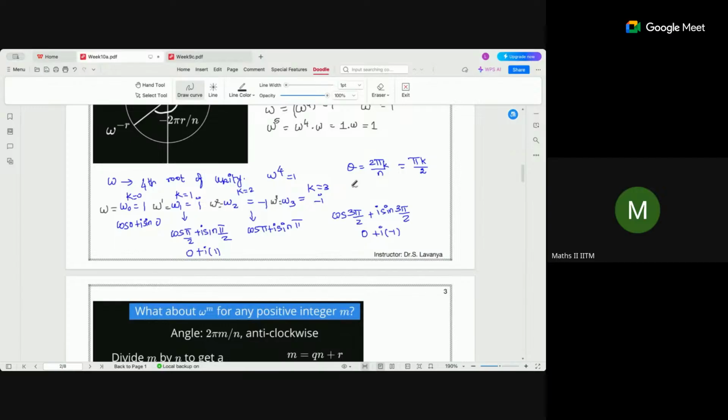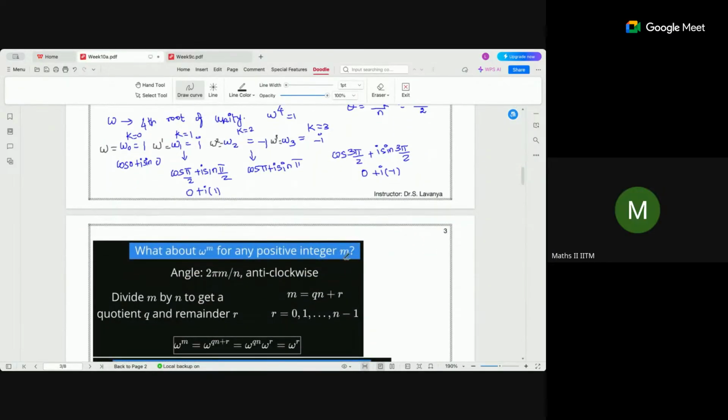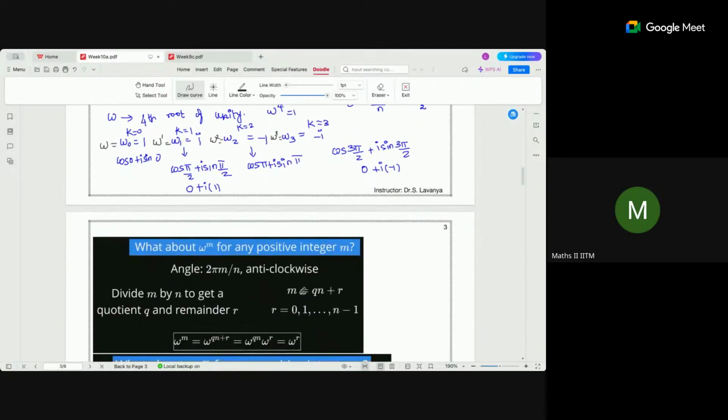So omega power 4 is 1. Okay, fine. So, in general, suppose you are having any m, then what are we trying to do? For example, here what did we try to do? We wrote phi as 4 times 1 plus the remainder 1, right? So the omega power phi actually reduces to this remainder, omega power 1, right? So, here you see that if m is equal to qn plus r, where r is some number between 0 and n minus 1, then omega power m is same as omega power r.